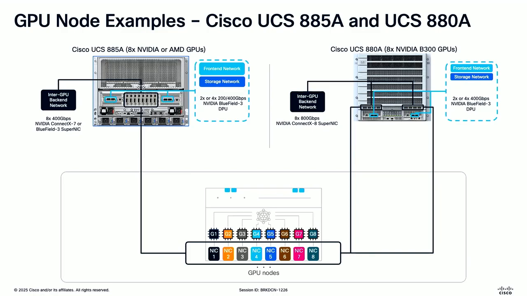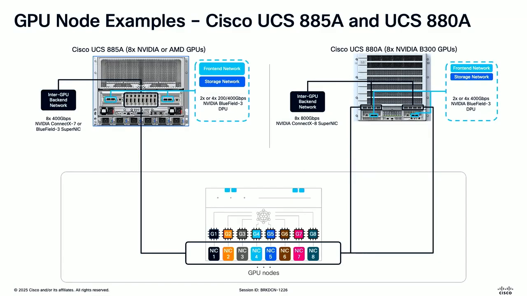If you take a look at the network connectivity and network ports of that server, there are 8 400 gig ports on it, just for GPU to GPU communication, also called the backend network. And then there are some 2 or maybe 4 ports running at 200 gig or even 400 gig for front-end or storage connectivity. Now, that was last year.